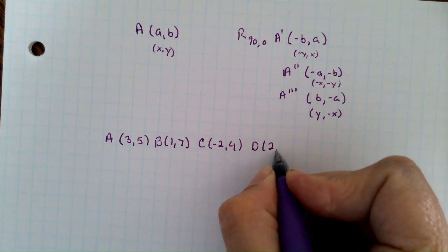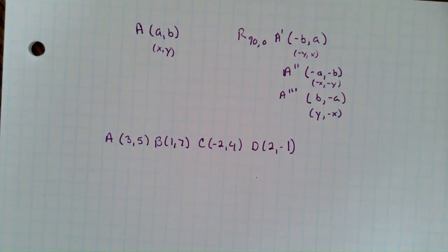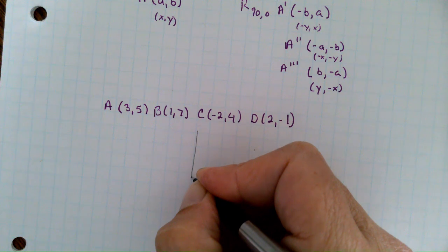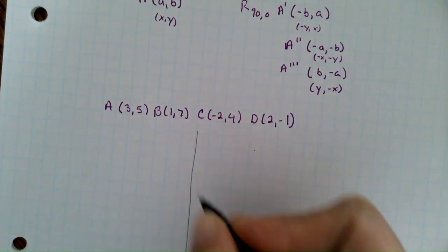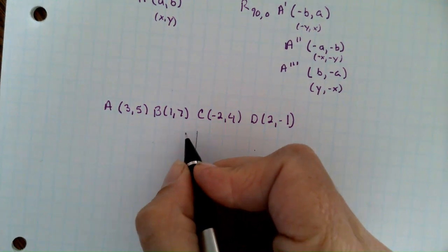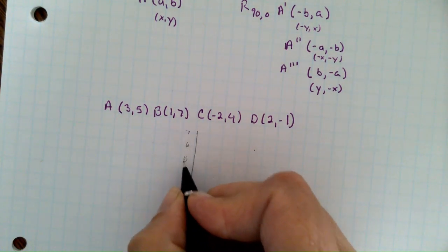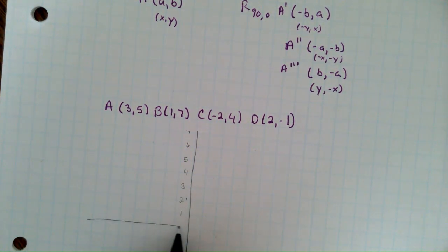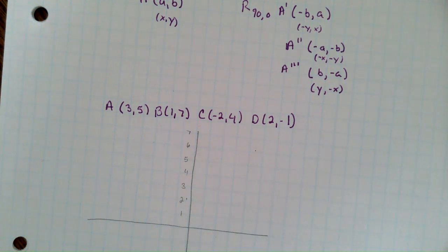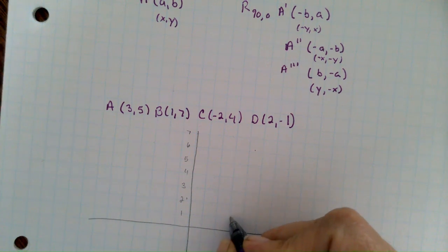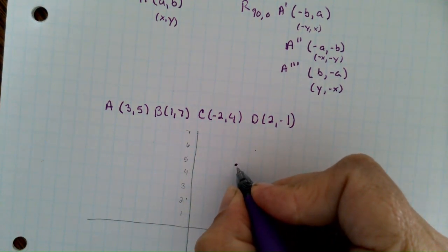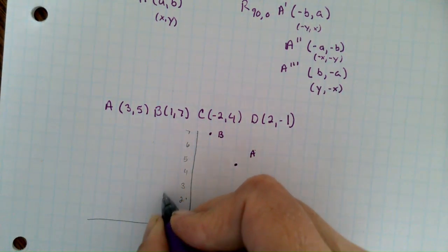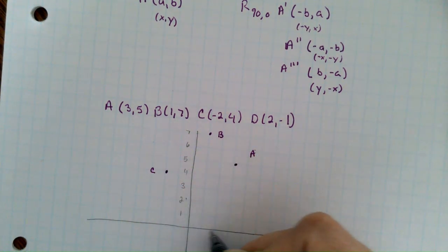And again, I like to do it visually. I don't like just doing random coordinates because I don't feel like that gives you the true understanding of what's going on. Plus, what if you forget, oh, do I change this sign or do I change that sign? Oh no, help. So I don't want to worry about that. So make sure we go 7, 6, 5, 4, 3, 2, 1. I didn't want to go too short. I wanted to make sure I could get B on there. Okay, so A is at 3, 5. B is at 1, 7. C is at -2, 4. And D is at 2, -1.